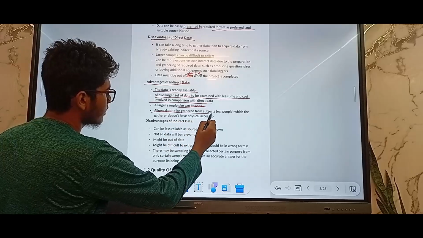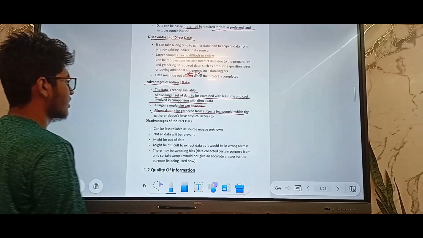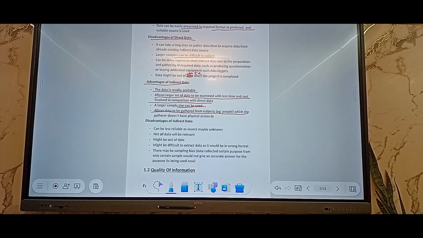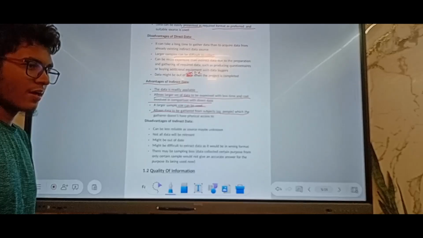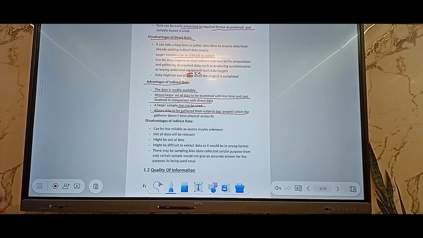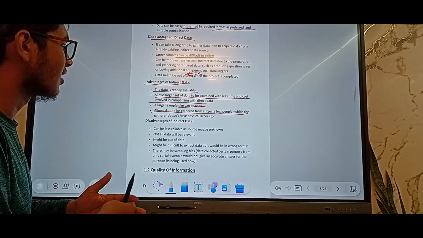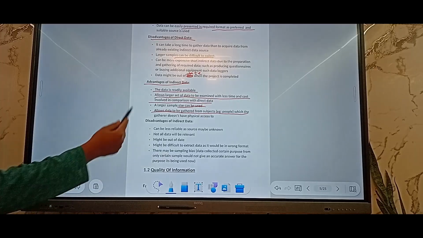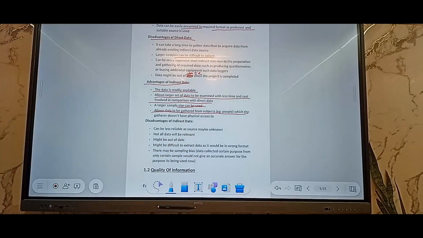It allows data to be gathered from subjects, for example people, which the gatherer doesn't have physical access to. So basically, you're living in Bangladesh and you want to collect data from Nepal. Let's say it's a very stormy season and you are not able to access that location. So you can trust the data brokers. These are the advantages of indirect data.